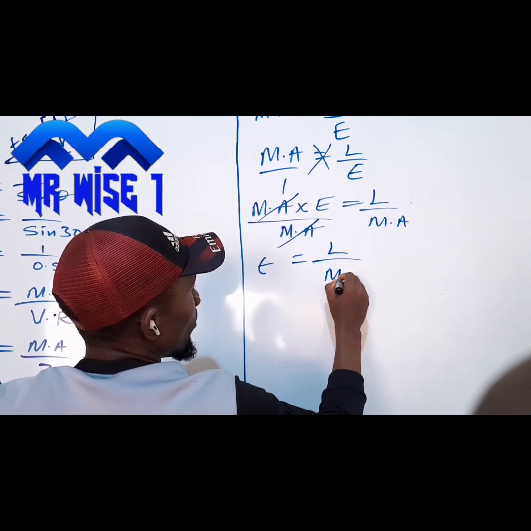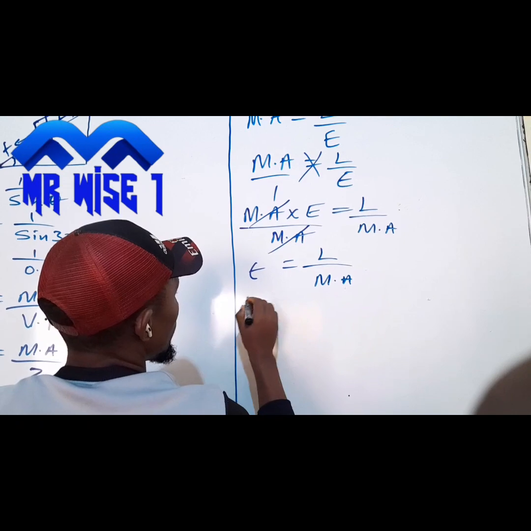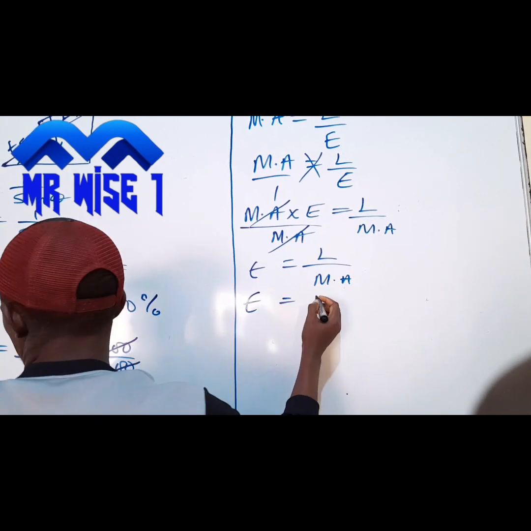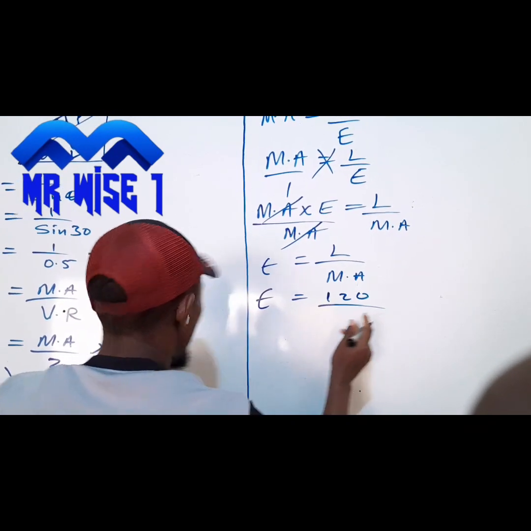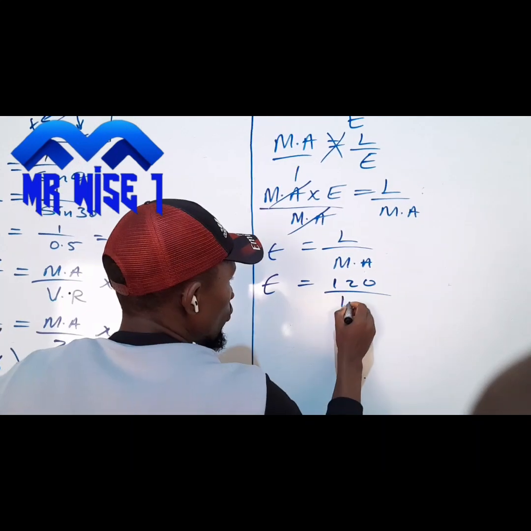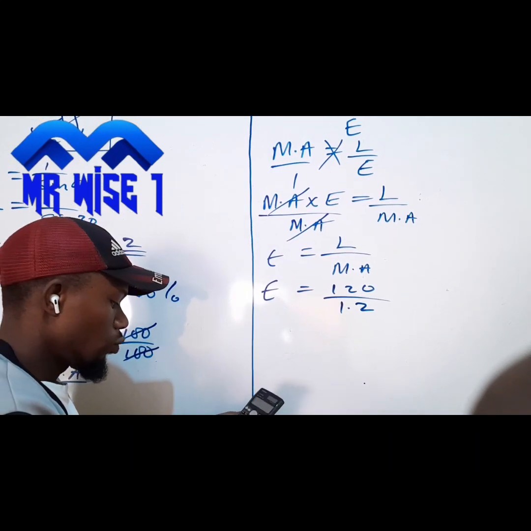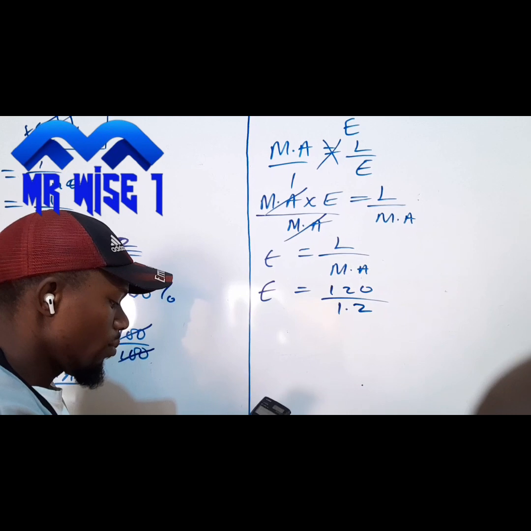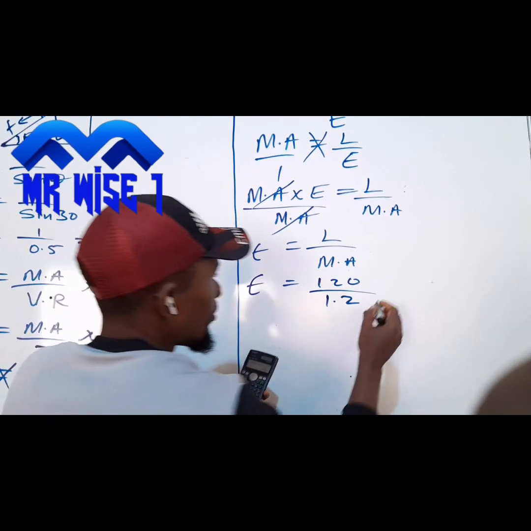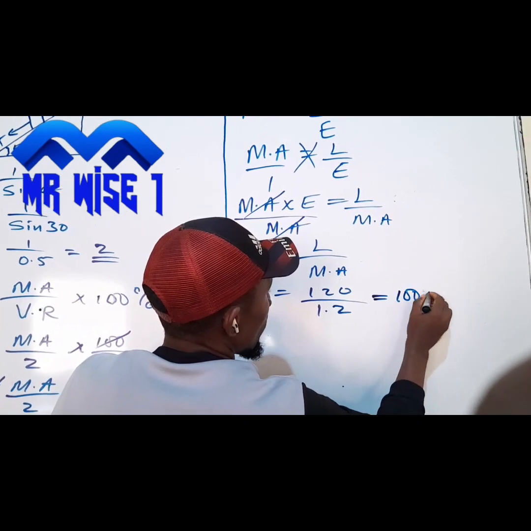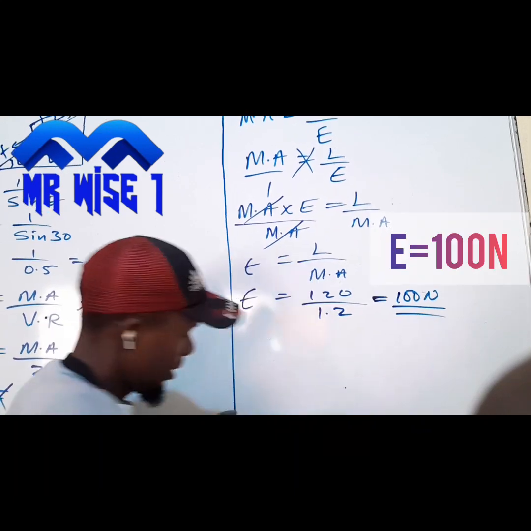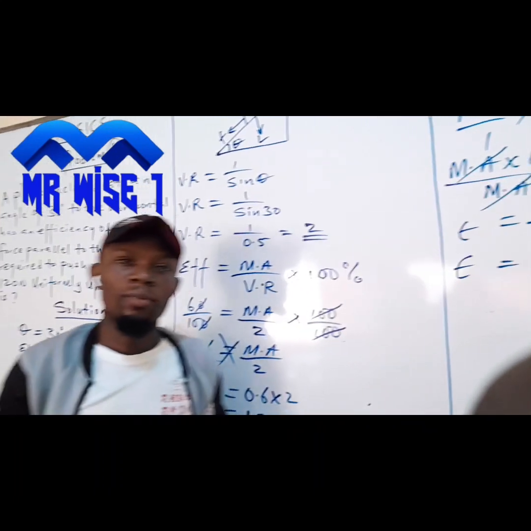My E is equal to load over mechanical advantage, which is my E is equal to my load, which is 120, and my mechanical advantage is 1.2. So 120 divided by 1.2, I have 100. So my effort is 100 Newton. Okay? So that's all about the problem on the board.